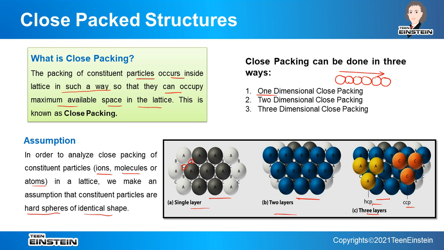Okay, so if we consider this atom or particle, whatever, then what is the coordination number? Here coordination number will be 2, 1 and 2, because surrounding this colored atom there are only 2 particles. Fine. Two dimensional close packing.